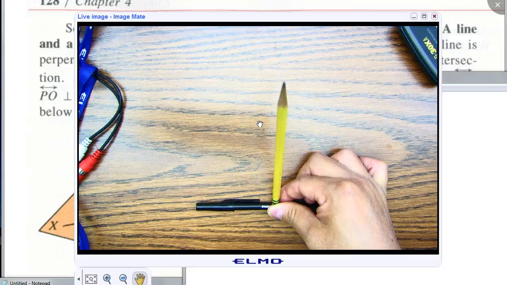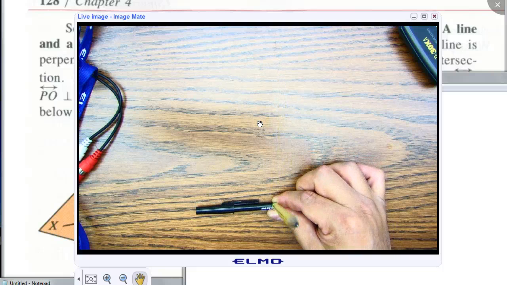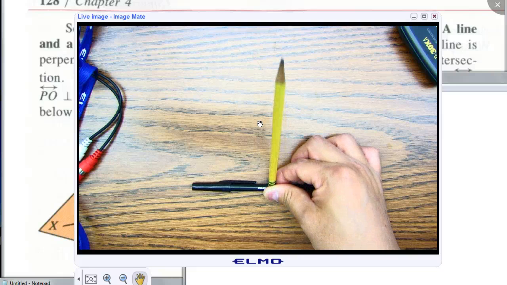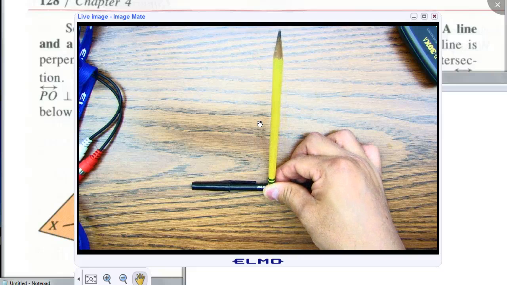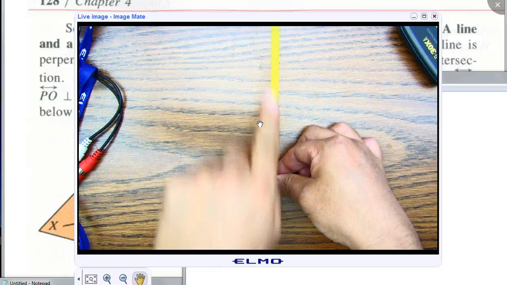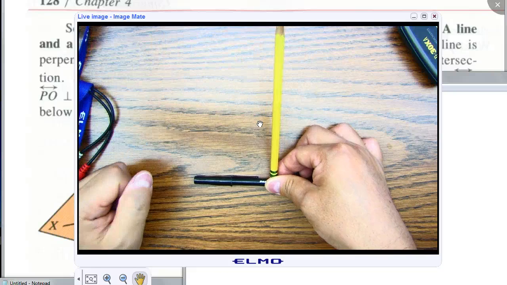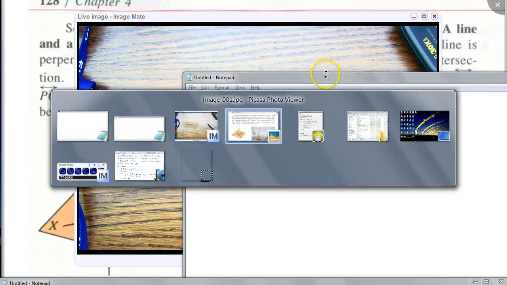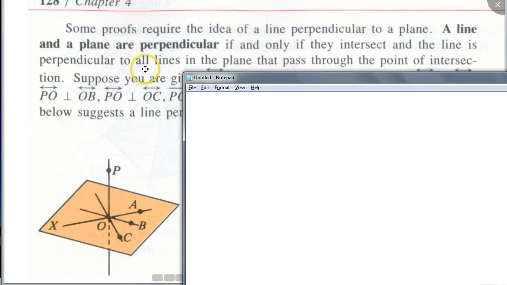You understand? That's what you're saying, right? If I do this, this angle is still 90 degrees, right? But this angle right here is not. That's why we need to say what, guys? Do you see how that all line needs to be there? Otherwise, you get a different definition. Are you okay with that?